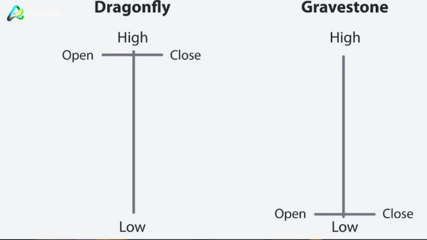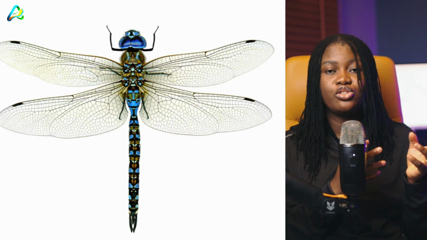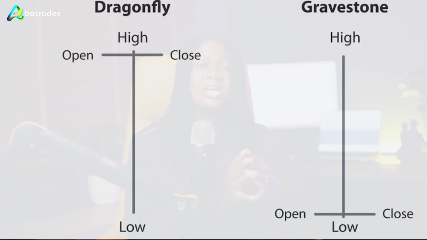Now, I'll take the dragonfly doji first. Now, the dragonfly doji, hence the name dragonfly, is similar to how a dragonfly looks. I'll put it on the side of the screen so that you see it. And this candlestick pattern looks like the letter T. Letter T. And this has a very long lower shadow and has little or no body. Little body or no body at all.